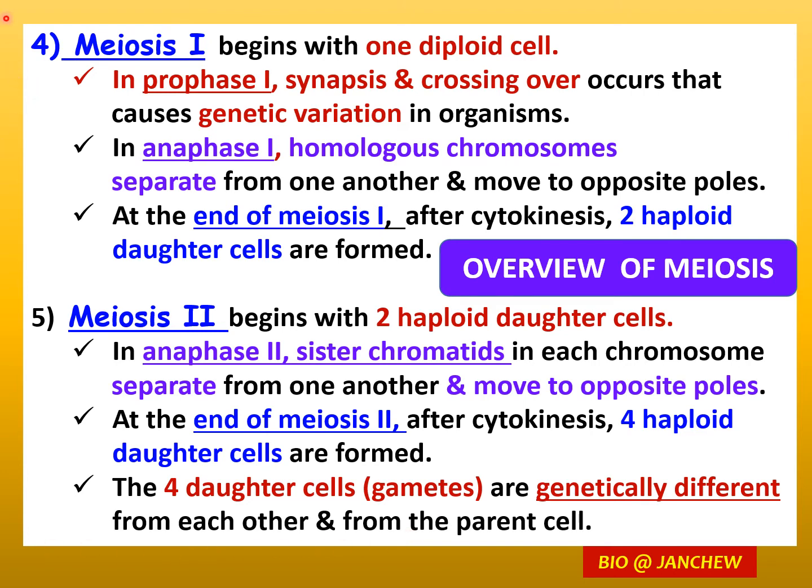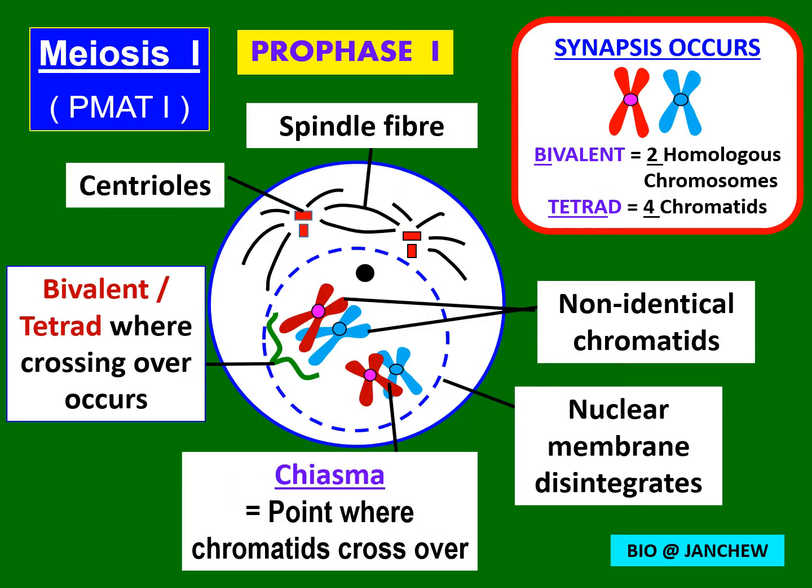We will go into the stages of meiosis 1 and 2 so that what we have discussed here will become clearer. Let us now discuss what happens in meiosis. We will start with meiosis 1, and the first phase of meiosis 1 is called prophase 1.